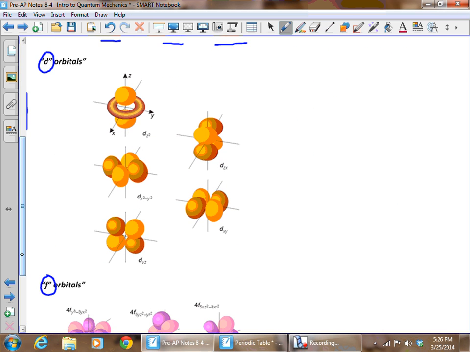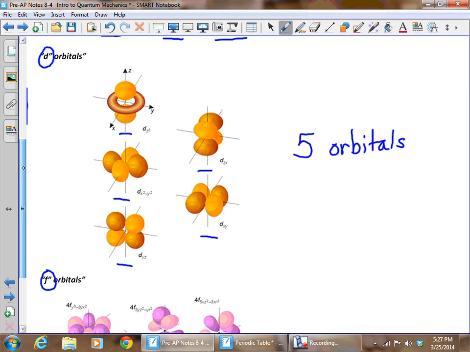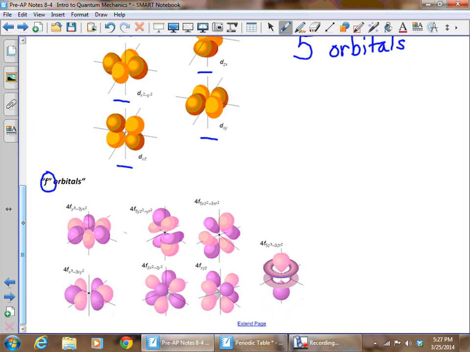The D orbitals, as you can count here, there are 1, 2, 3, 4, and 5 different orientations that we can have for a D sublevel. And those orientations, again, are termed orbitals. And finally, the F type of sublevel can have 7 different orientations. So an F sublevel can be subdivided into 7 orbitals.